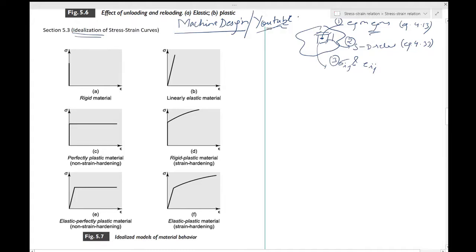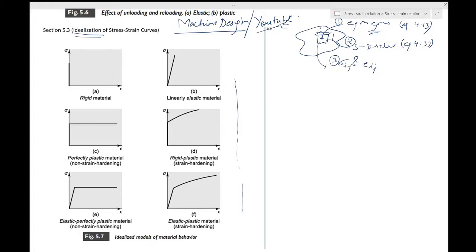And all of these curves that you see over here are idealizations, and they are very easy to write mathematically. The stress versus strain can be very easily written mathematically. That's the point. Whether we can actually idealize a complicated stress-strain curve into one of them will depend on how small your strain is.